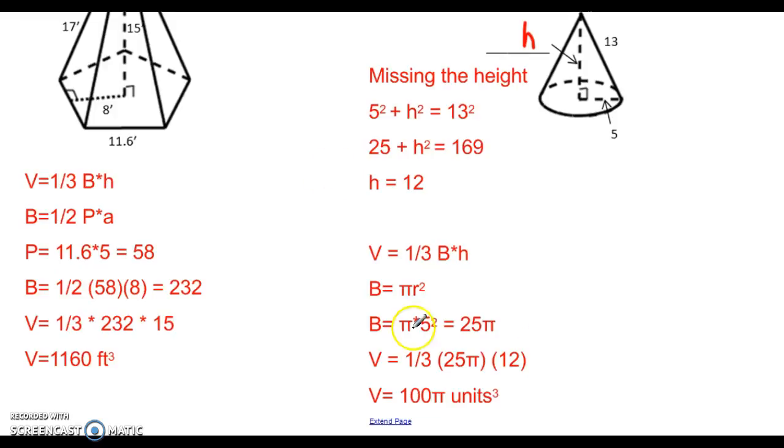I plug in. My base in this case is a circle, so we do pi r squared for the base area. Base equals pi r, which is 5 squared, gives me 25 pi. So I come back to my volume formula. Volume equals 1/3 area of the base times the height. Plug in, I get 100 pi units.